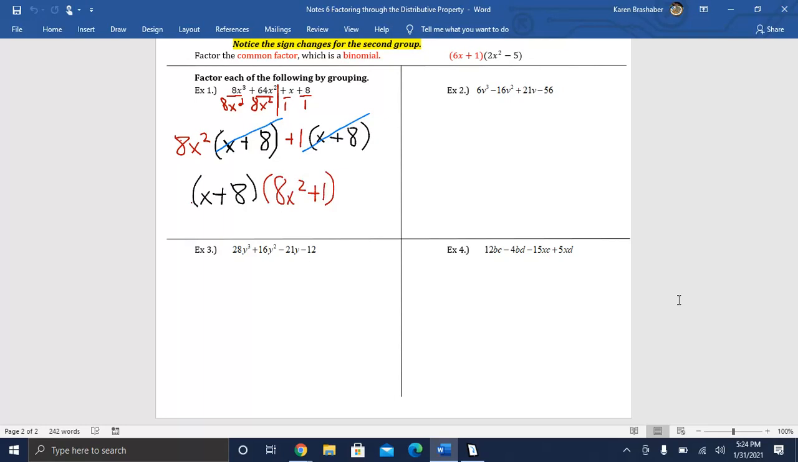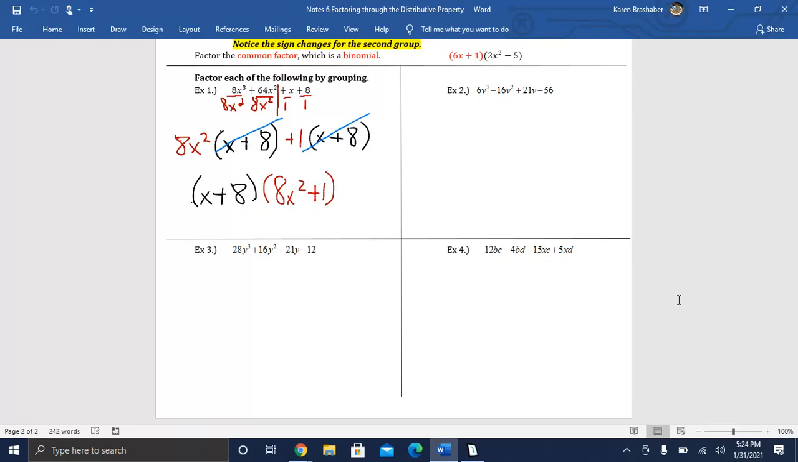And so there you have your two parentheses that if you multiplied them using your FOIL process, you would get what we started with. So remember, we're trying to find the factors that would multiply to give us our original question. All right, we'll move on to example 2.